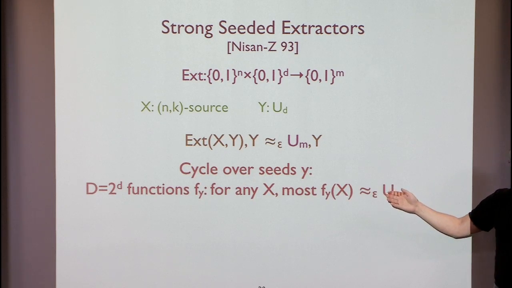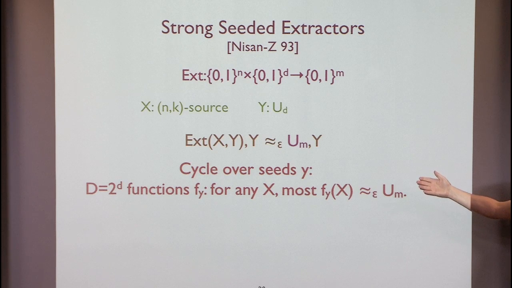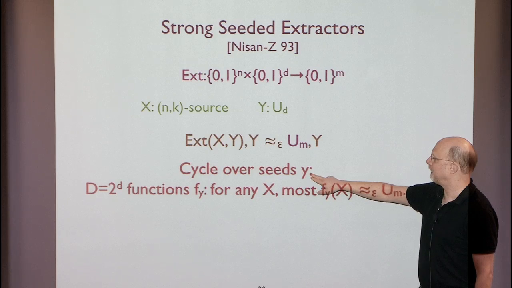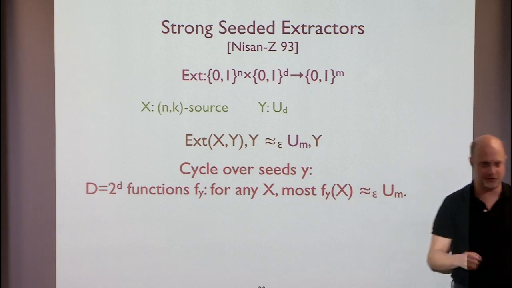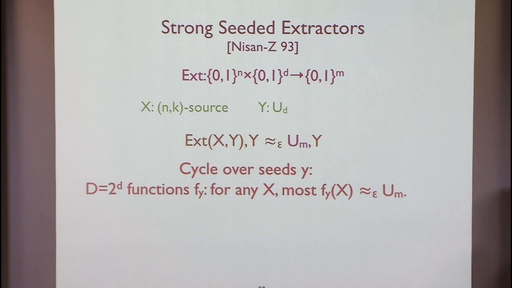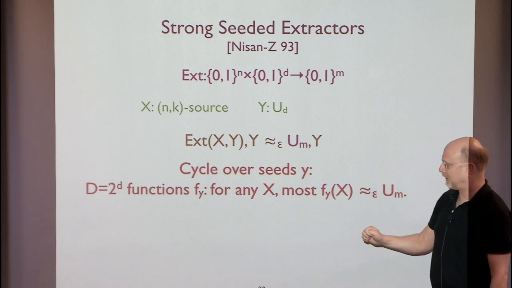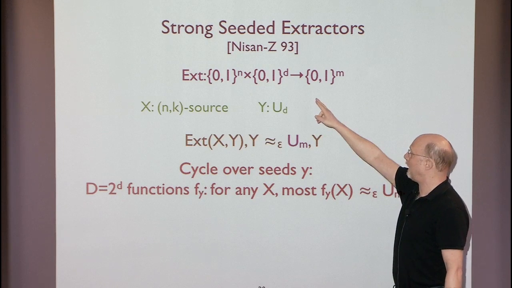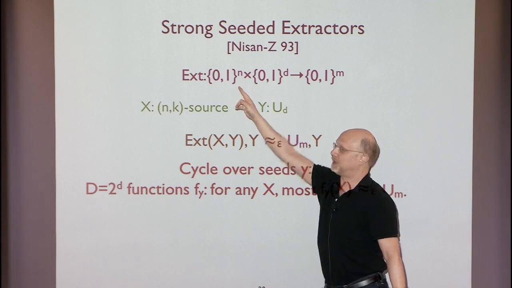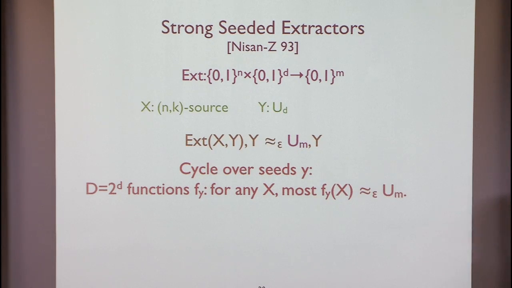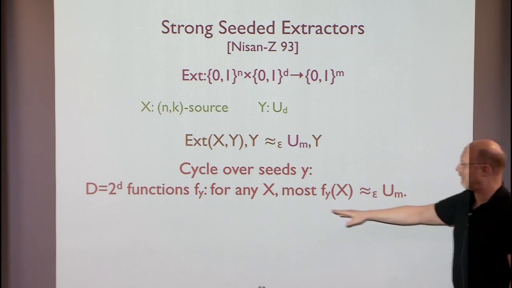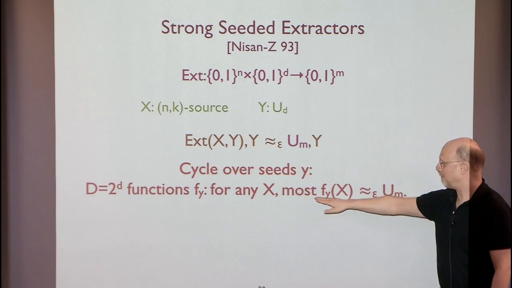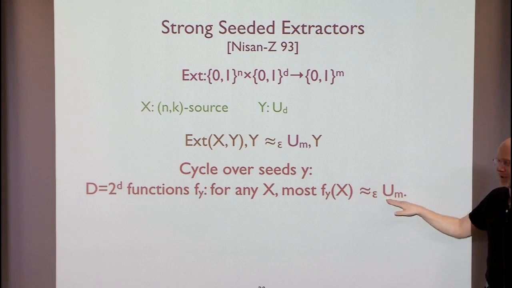So an equivalent way of viewing this, which will be useful for us, is the following. If we cycle over the seeds Y, we get 2 to the little d different functions. So I'll call that capital D. Right, so we have capital D functions f sub y. So we think of each of those as just a function on the n bits. And for any weak random source x with min entropy at least k, most of these fy of x's will be close to uniform.